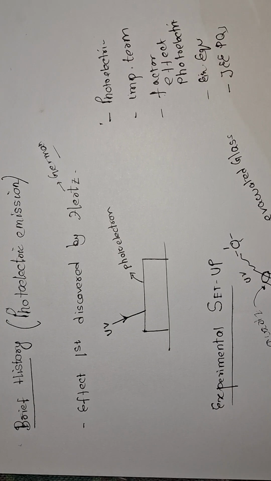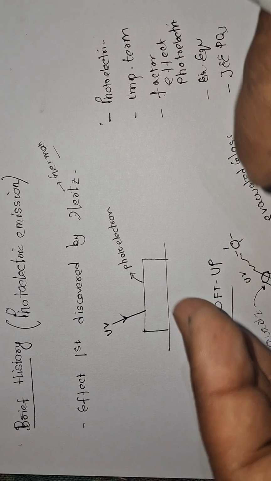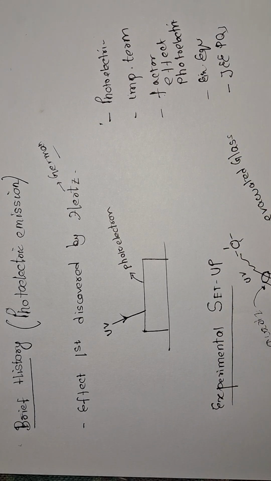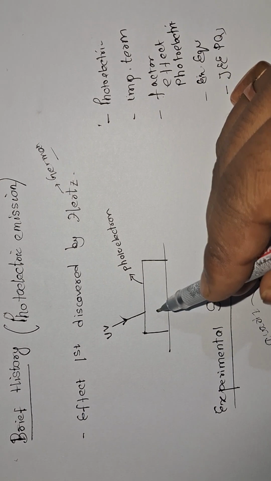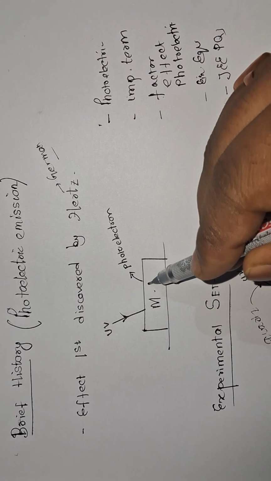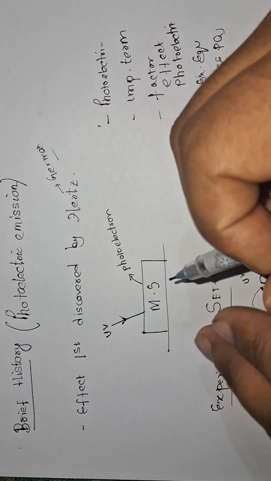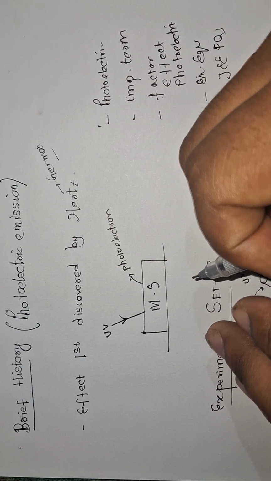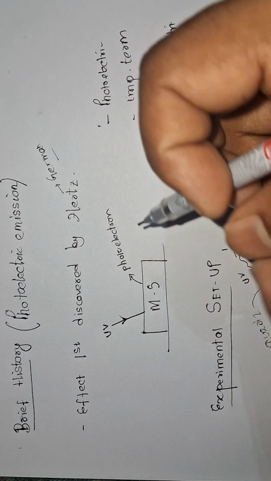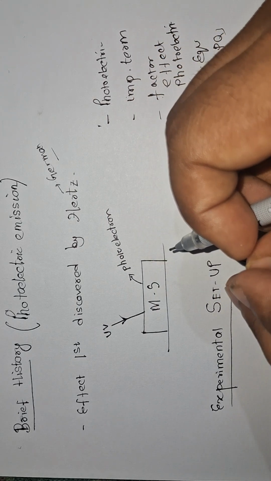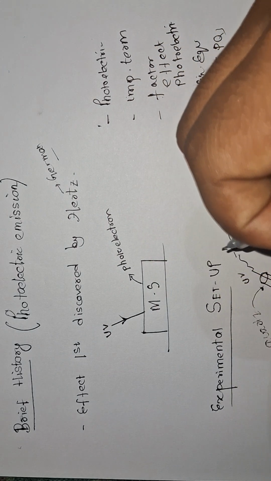Okay, the first part is the brief history of photoelectric emission. Now see, this effect was first observed by the German physicist Hertz. What he observed was that when he illuminated a metallic surface, suppose this is my metallic surface, with UV light, there was some form of current generation. You won't see the photoelectrons, but he observed some sort of electron flow, some sort of charge flow.